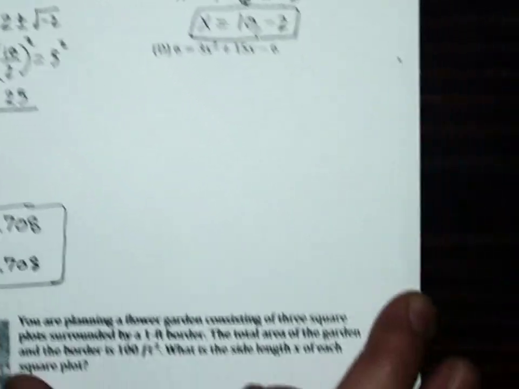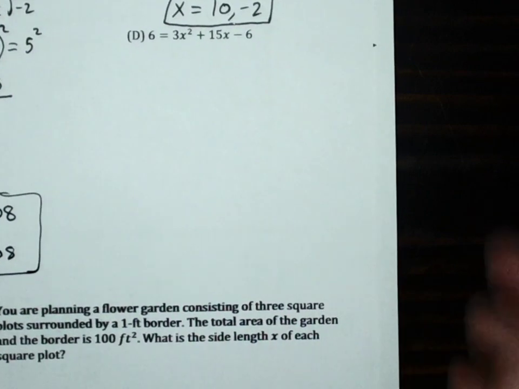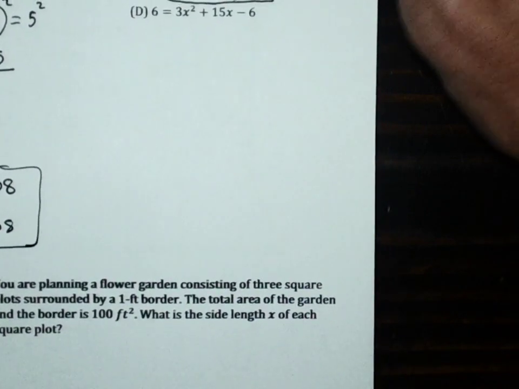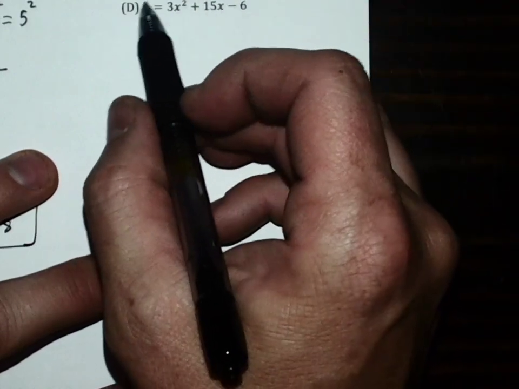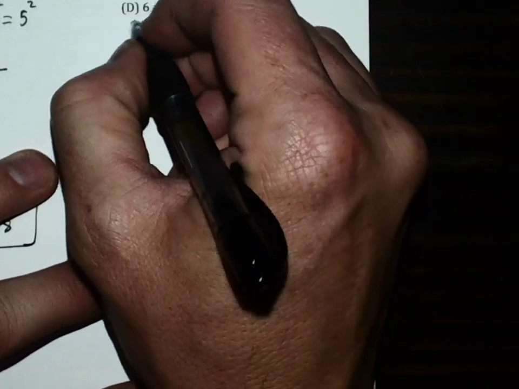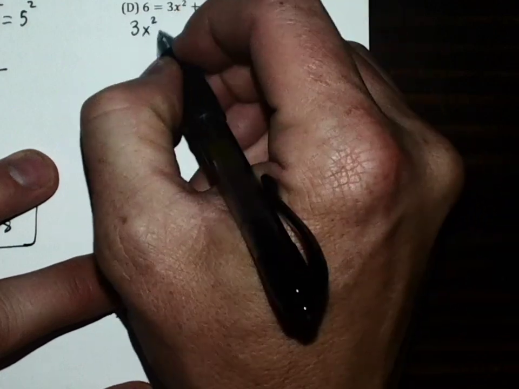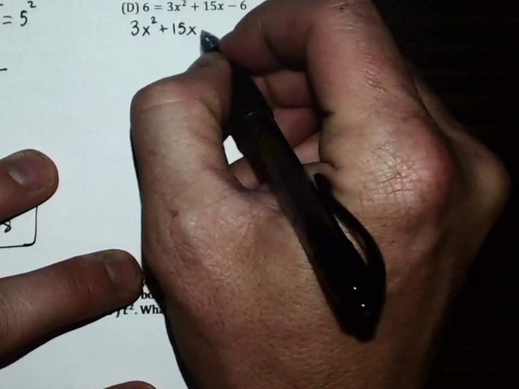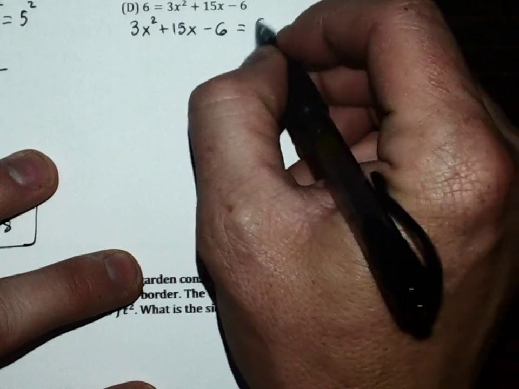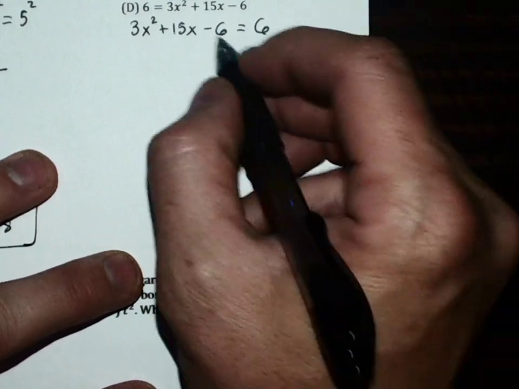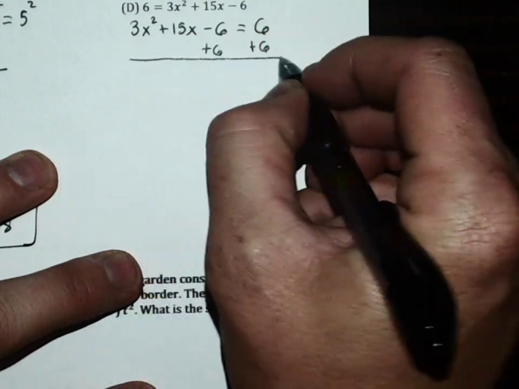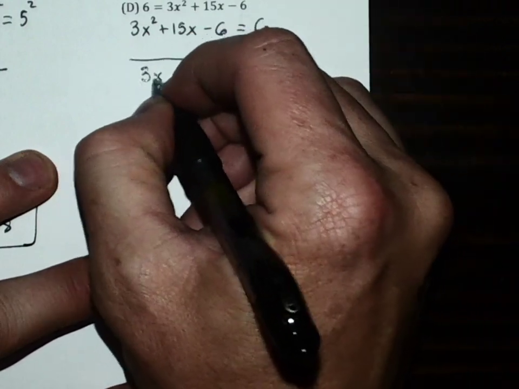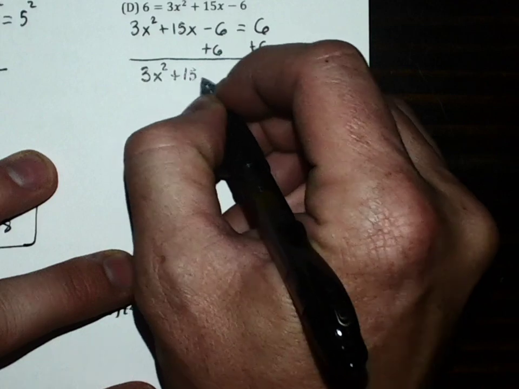Try one more. This one's a little bit trickier. I'm going to move around the statements. I'm going to move this equals 6 to the other side. So I have 3x squared plus 15x minus 6 equals 6. I'm going to add my constant over: 6 plus 6 is 12. But there's something different going on in this one.